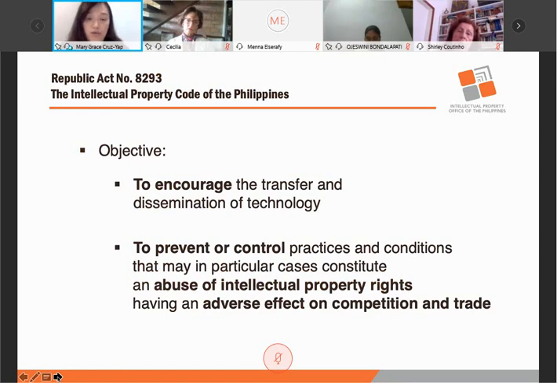At this point, I'd like to remind you that this is the situation in the Philippines. Your IP office might not have this mandate. But in the Philippines, the mandate is lodged with the Documentation, Information and Technology Transfer Bureau. In your jurisdiction, you might want to check if you have a competition commission or whatever agency you have under your Department of Trade and Industry, or an equivalent department.